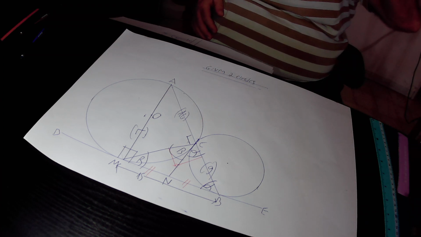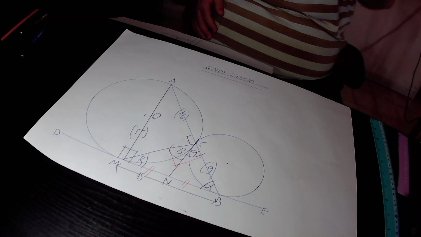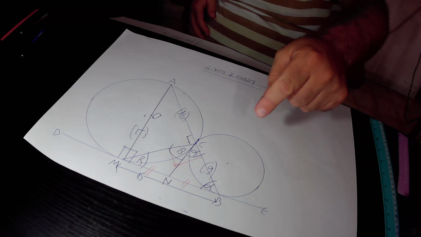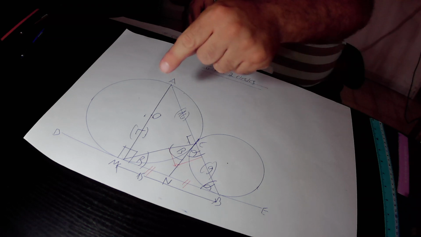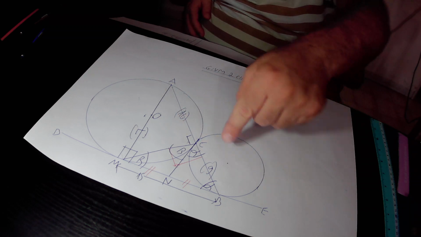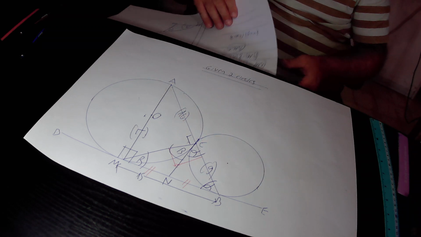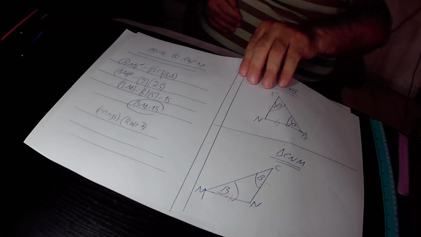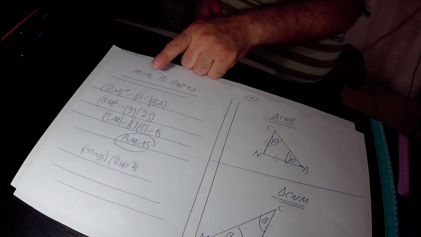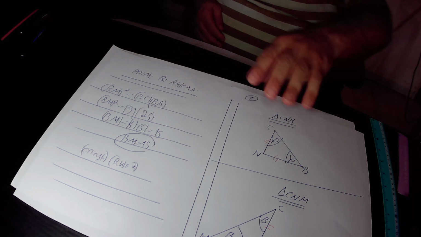So all the requirements of Rule 10 are satisfied, and therefore we can implement Rule 10. According to Rule 10, the following equation is true: BM squared equals BC times BA.